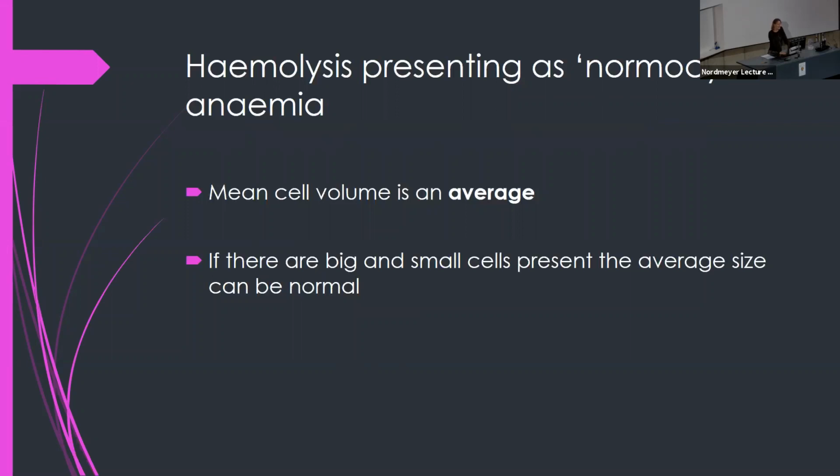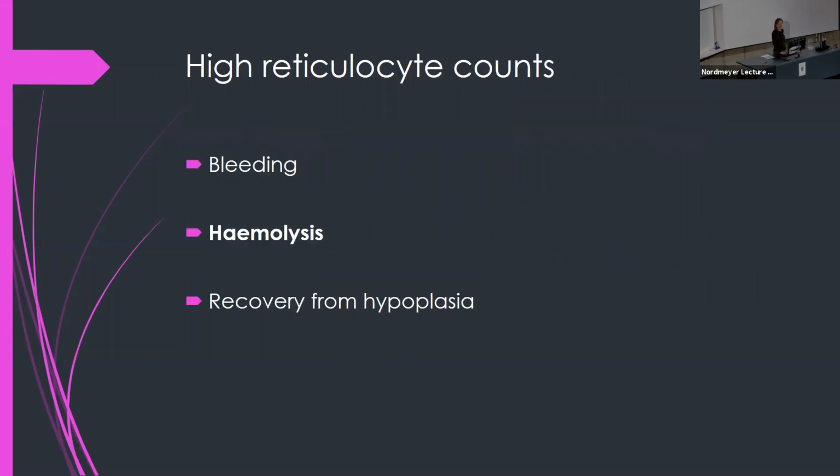And again, I said it several times, but I think repetition sometimes helps. MCV is a mean, it's an average measurement. So hemolysis can present with a normal MCV because you've got some small cells and some big cells. And if you've got hemolysis, there should be a high reticulocyte count because the marrow should be responding to the red cell breakdown.